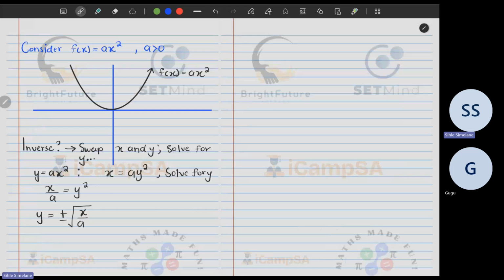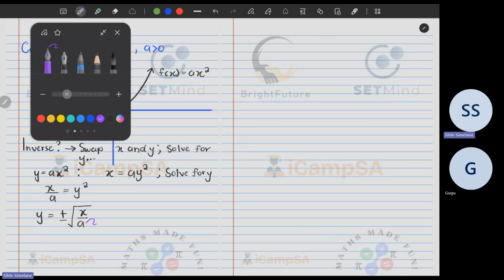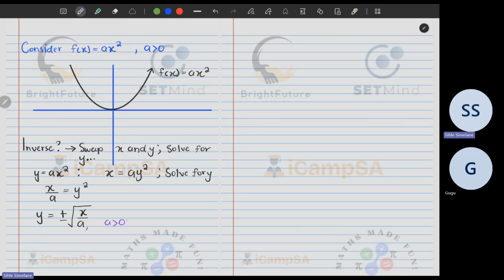Then we are going to plot this. What you should remember is that a is positive. And we know that we can't work with negative square roots, so even our value of x must be positive. The only thing that will change is the y values. So now we can say our inverse f minus 1 of x will simply be plus or minus the square root of x divided by a.